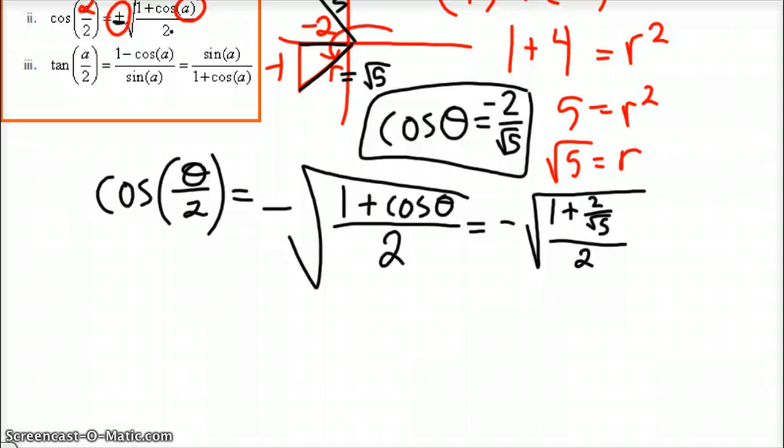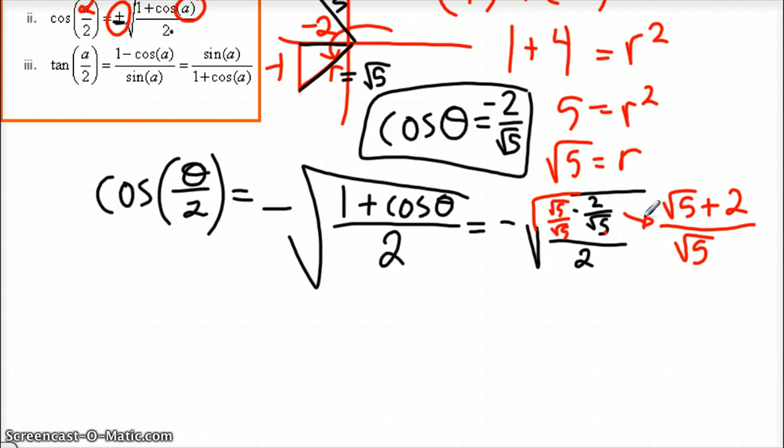So in order to make this proper, I'm going to start with getting a single fraction up top by making this a common denominator of square root of 5. So I'm changing my 1 to square root of 5 over square root of 5, because that was my denominator here. So I'm going to have square root of 5 plus 2 in the numerator of the top fraction, all over square root of 5. That's what the numerator turns into.